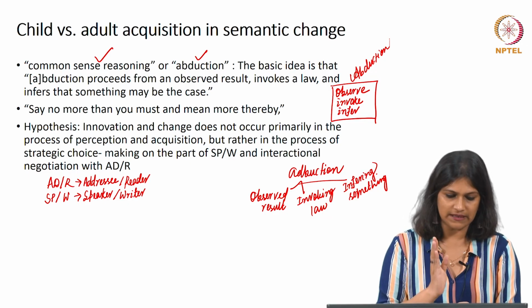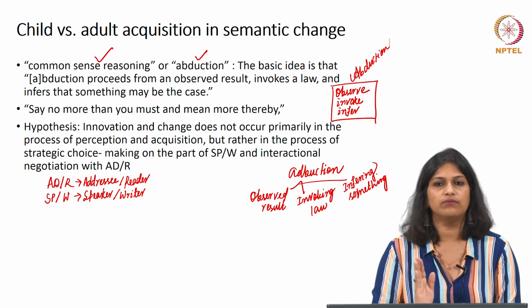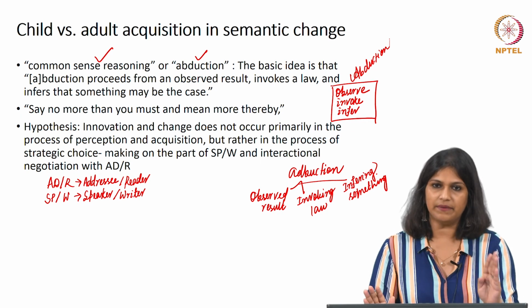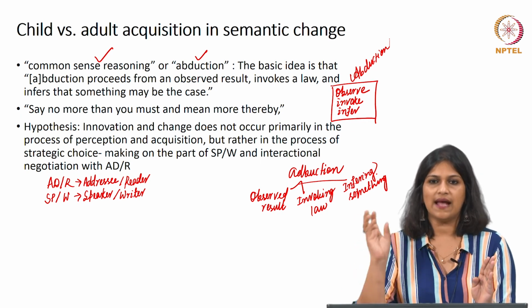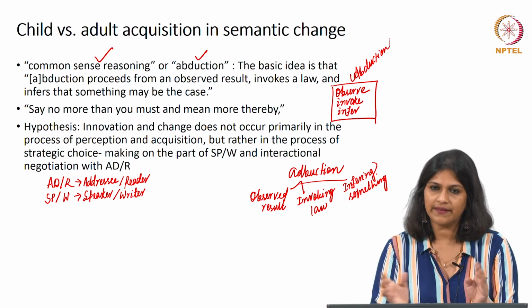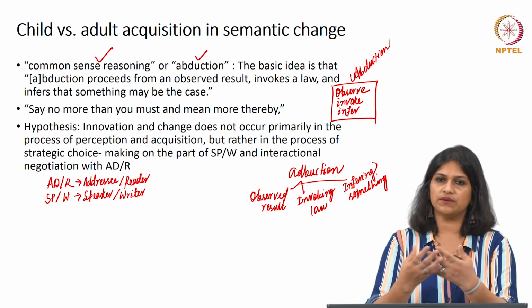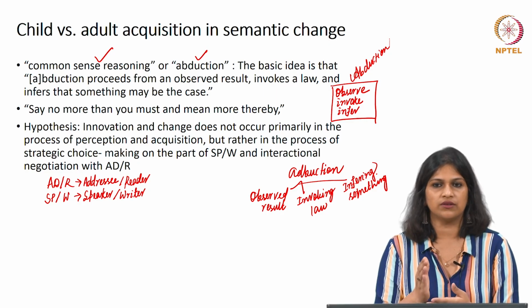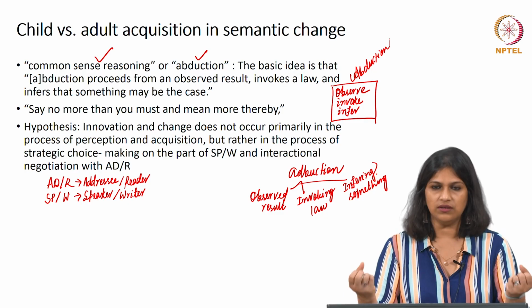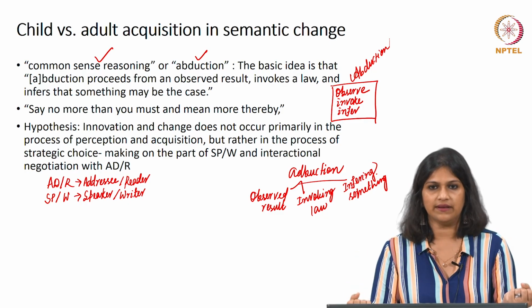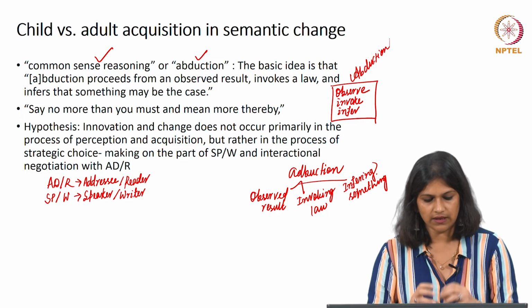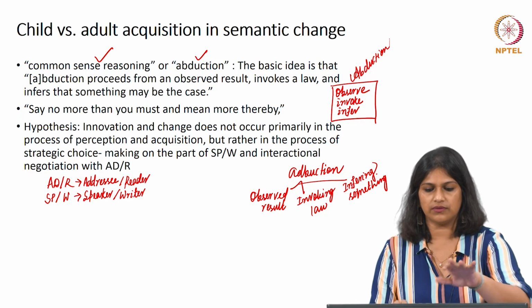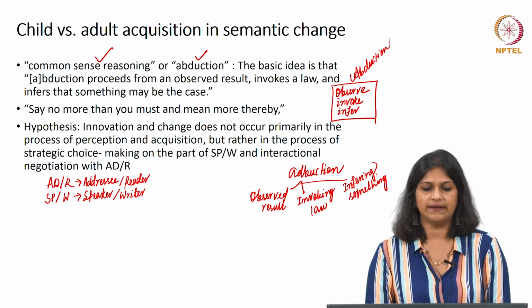Because remember the statement, say no more than you must and mean more thereby. So, speak a limited number of words, but try to mean as much as possible. So, who is creative here? The person who is acquiring it or the person who is a party to the interaction process? It is definitely the party who has been in the interaction or negotiation process. So, the innovation does not lie at the acquisition level, rather it lies at the communication, interactional and negotiation level. Okay? So, that is how we need to remember it when we are talking about semantic change.